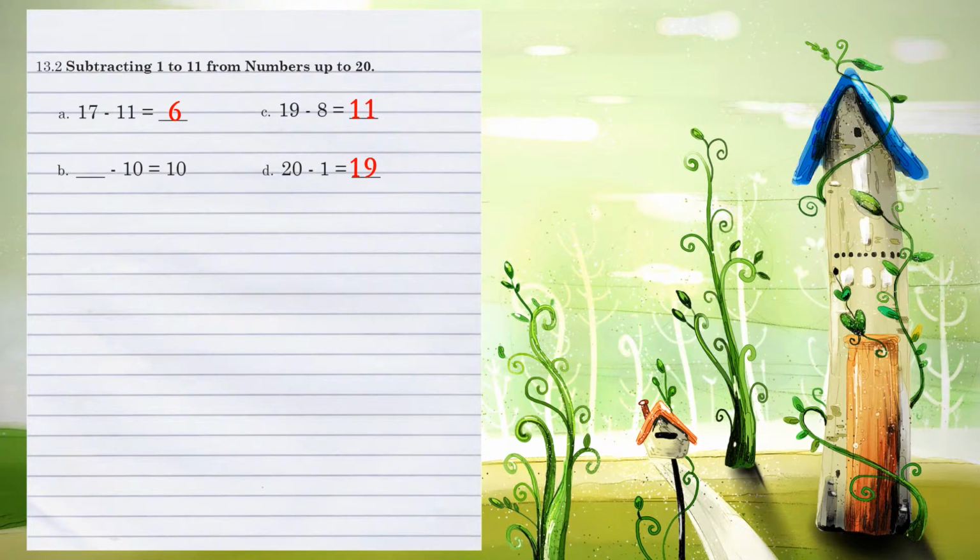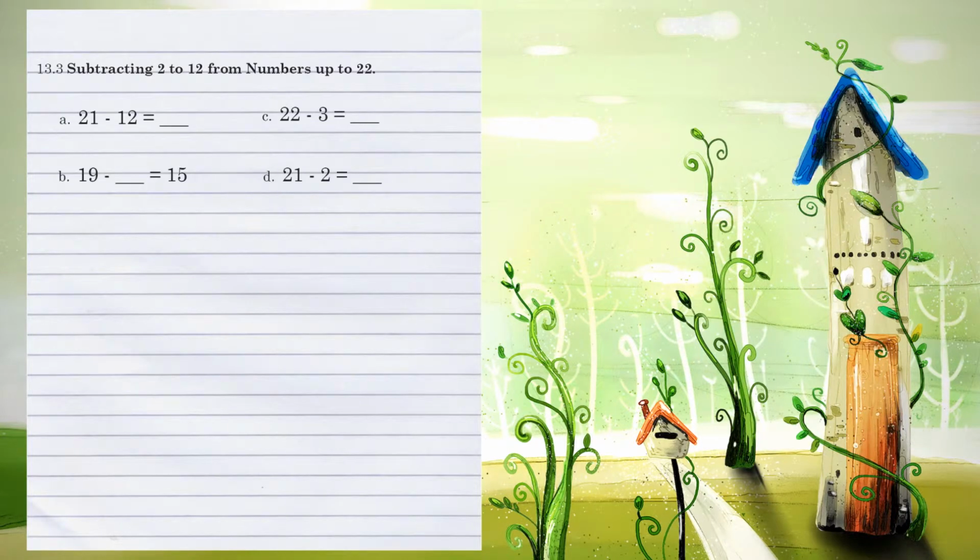Example B. What number would we have to subtract 10 from to equal 10? Well, if you look, the ones position are the same numbers. So therefore, 0 minus 0 is going to give us 0. But if we work backwards with the tens positions, we have 1 plus 1, which is 2. So 20 is our beginning number.